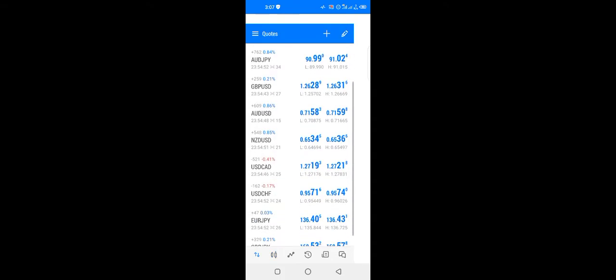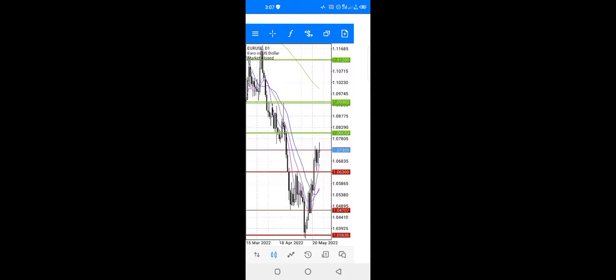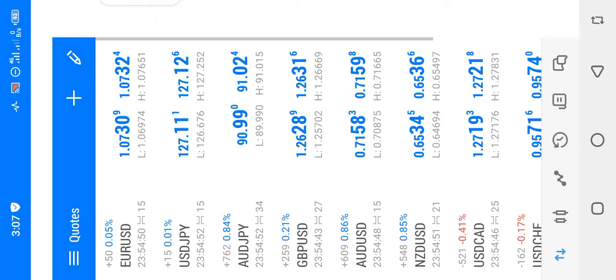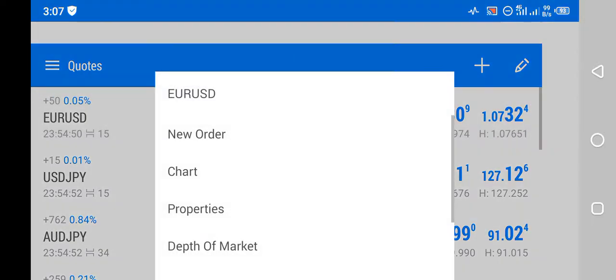So these are the pairs I'm going to be looking at: EURUSD, USDJPY, AUDJPY, GBPUSD, AUDUSD, NZDUSD, USDCAD, USDCHF, EURJPY, and GBPJPY. These are the major currencies that I'm going to be looking at. So without wasting much of your time, let's start with the analysis.